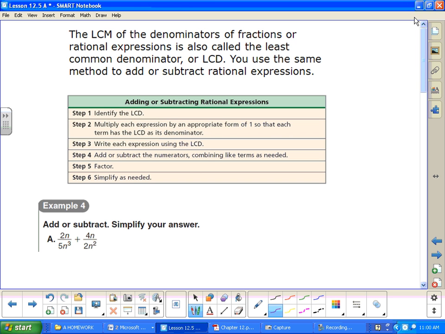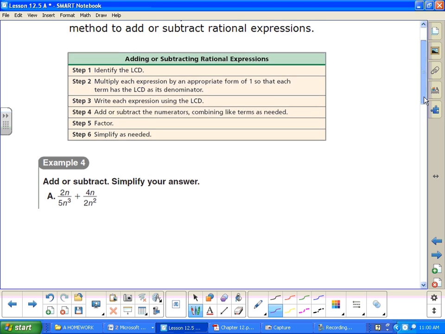We're going to multiply each expression by an appropriate form of 1. All right, so we get the least common denominator. And then we'll go ahead and do our adding and subtracting. Factor if we need, simplify if needed when we're all done.